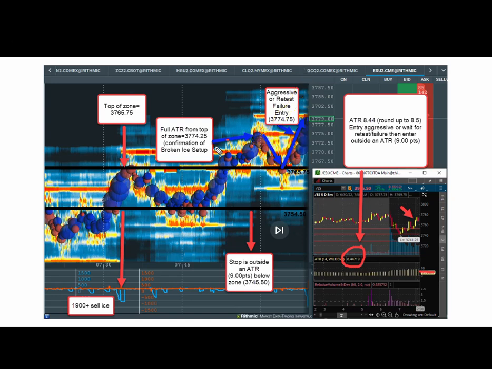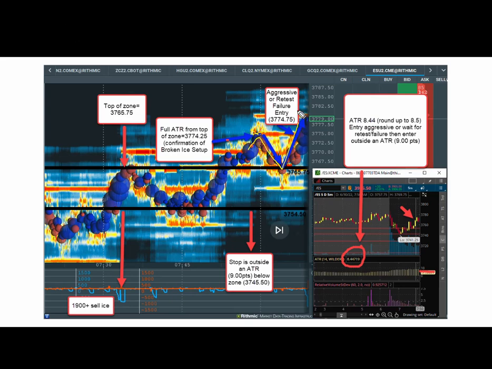Certain markets retest more often than others. Crude, gold, soybeans, natural gas, they tend to retest, I'd say, over 80% of the time. Other markets will continue, run, like NASDAQ will a lot of times just keep running. So based on what you're looking at, you have to determine, am I getting in aggressively, or am I waiting for ATR retest failure?